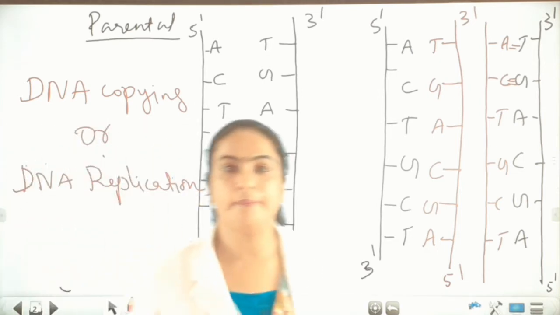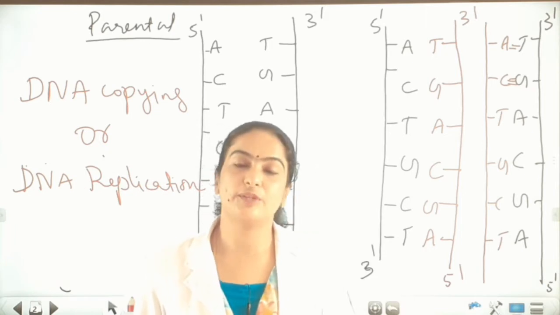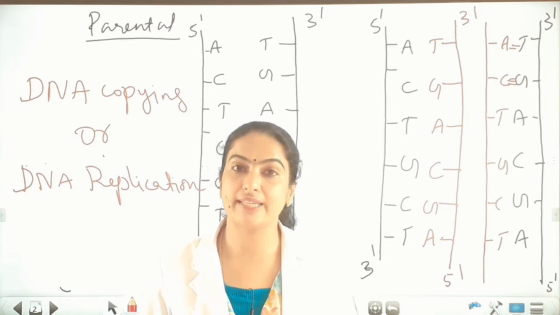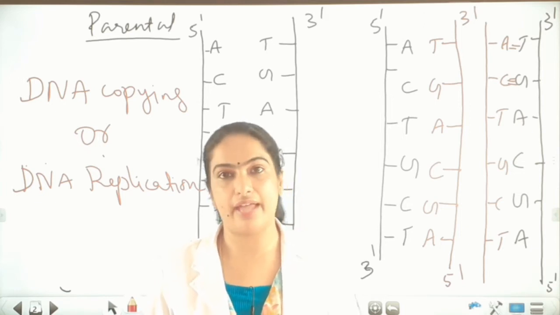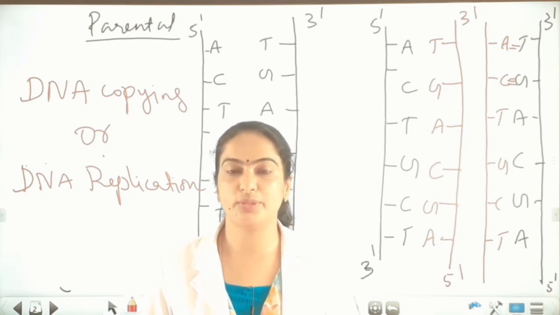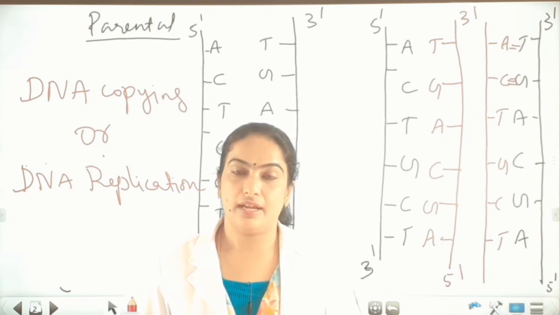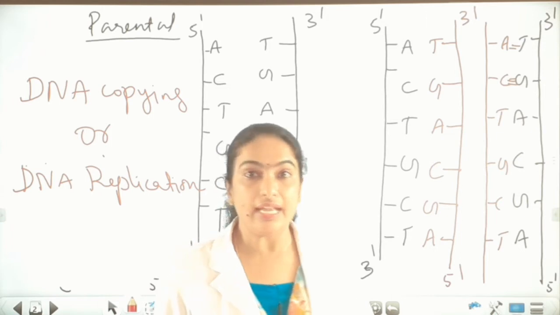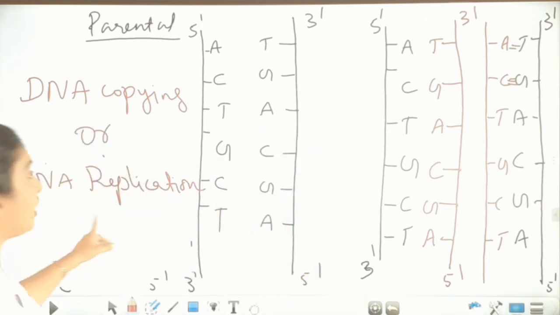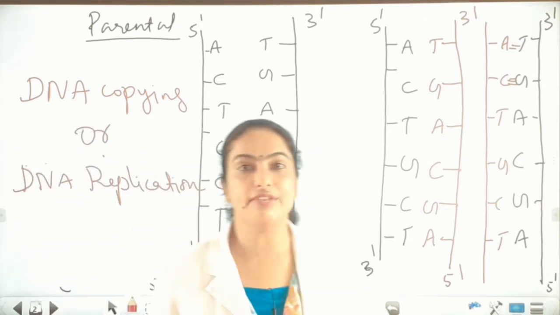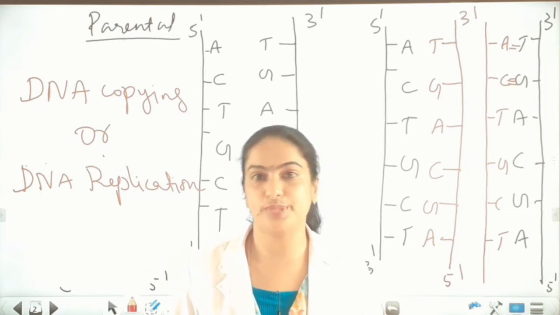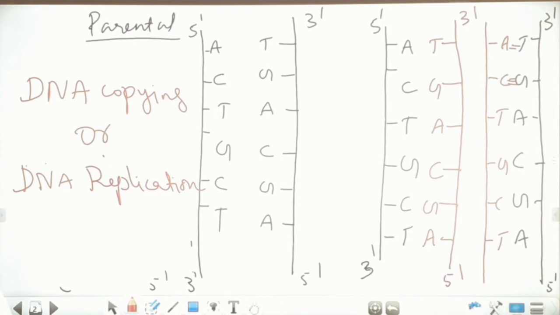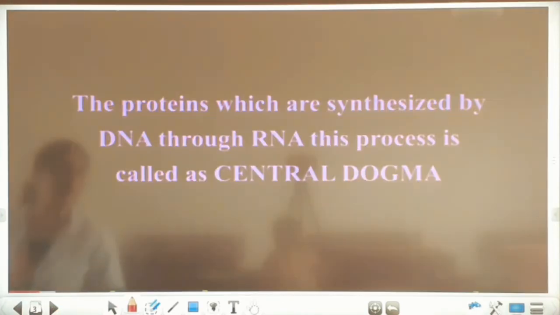So the two strands of DNA can act as a template strand by synthesizing a new strand, which is complementary to the template strand. And this is called DNA replication or DNA copy. In case of DNA replication, both the strands are involved in the synthesis of new strand. Next we can see the central dogma in detail.